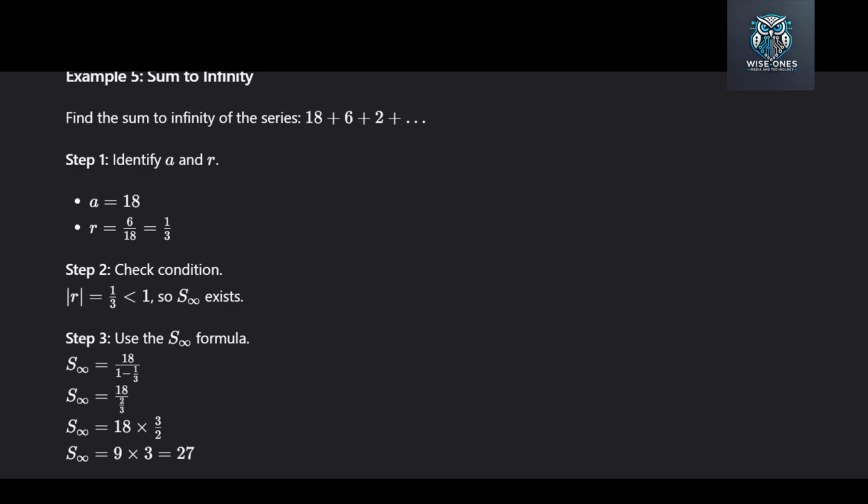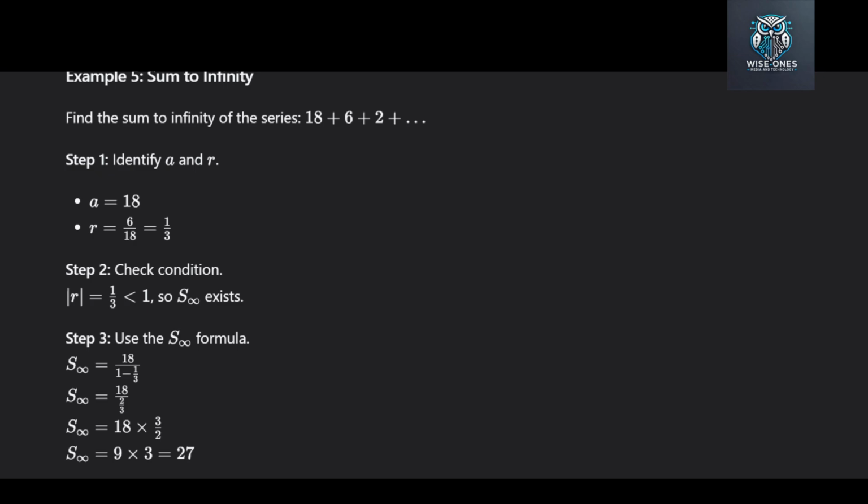18 plus 6 plus 2 plus, and so on. Step 1, identify a and r. Step 2, use the S sub infinity formula. The formula is S sub infinity equals a divided by open bracket 1 minus r close bracket.